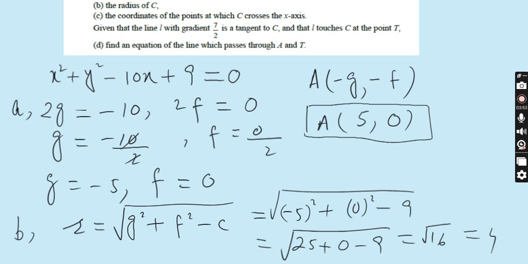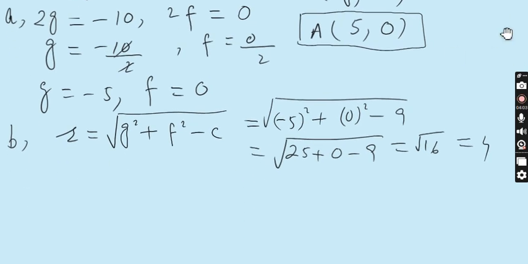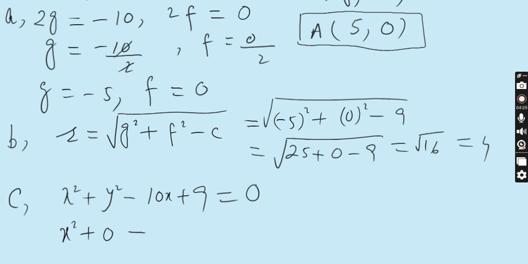Now see part C, the coordinates of the points at which C crosses the x-axis. The circle crosses the x-axis. Very easy. This is part C. Write the equation of the circle again, x square plus y square minus 10x plus 9 equals 0. When the circle crosses the x-axis, the y value is 0. So 0 square is 0, minus 10x plus 9 equals 0.